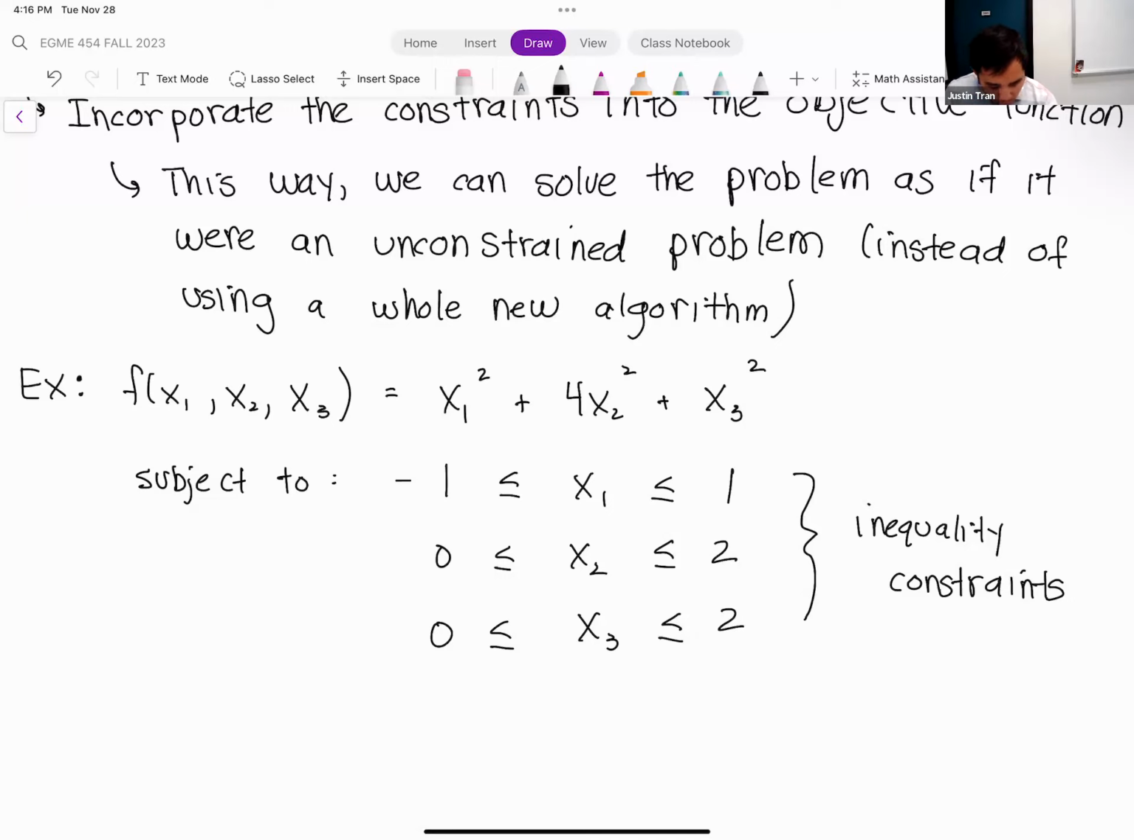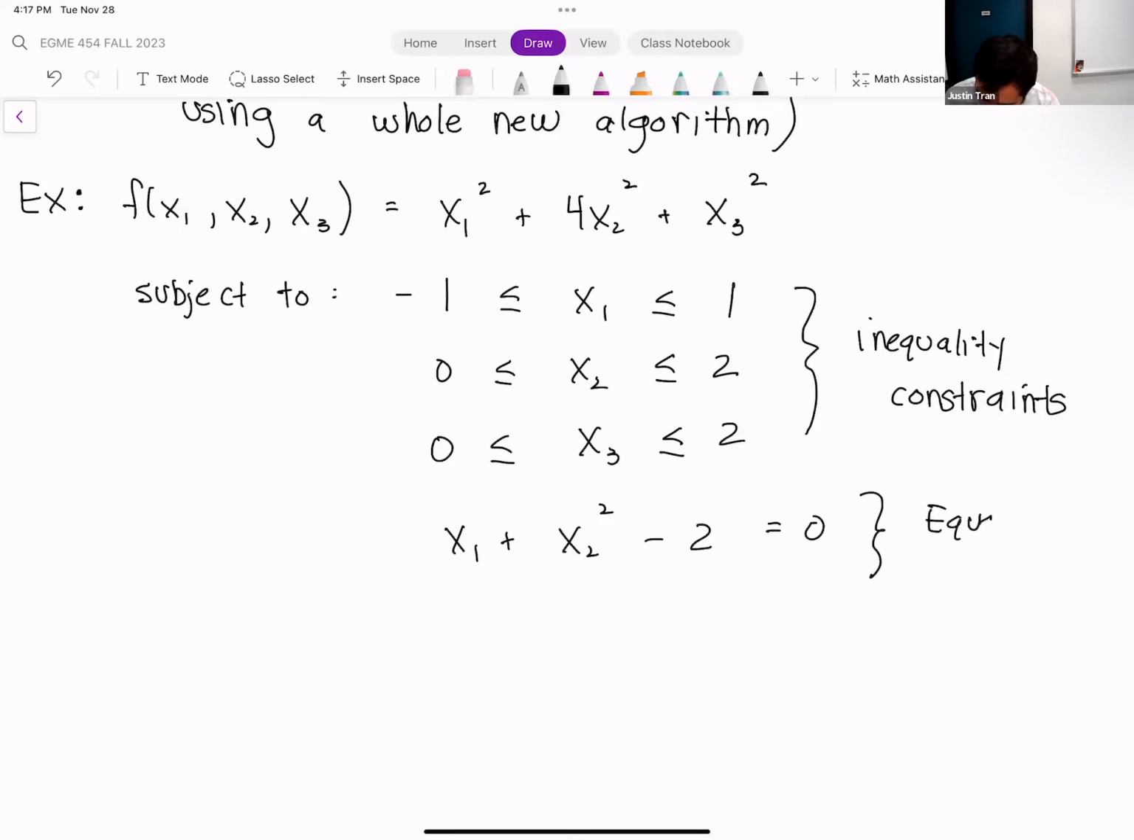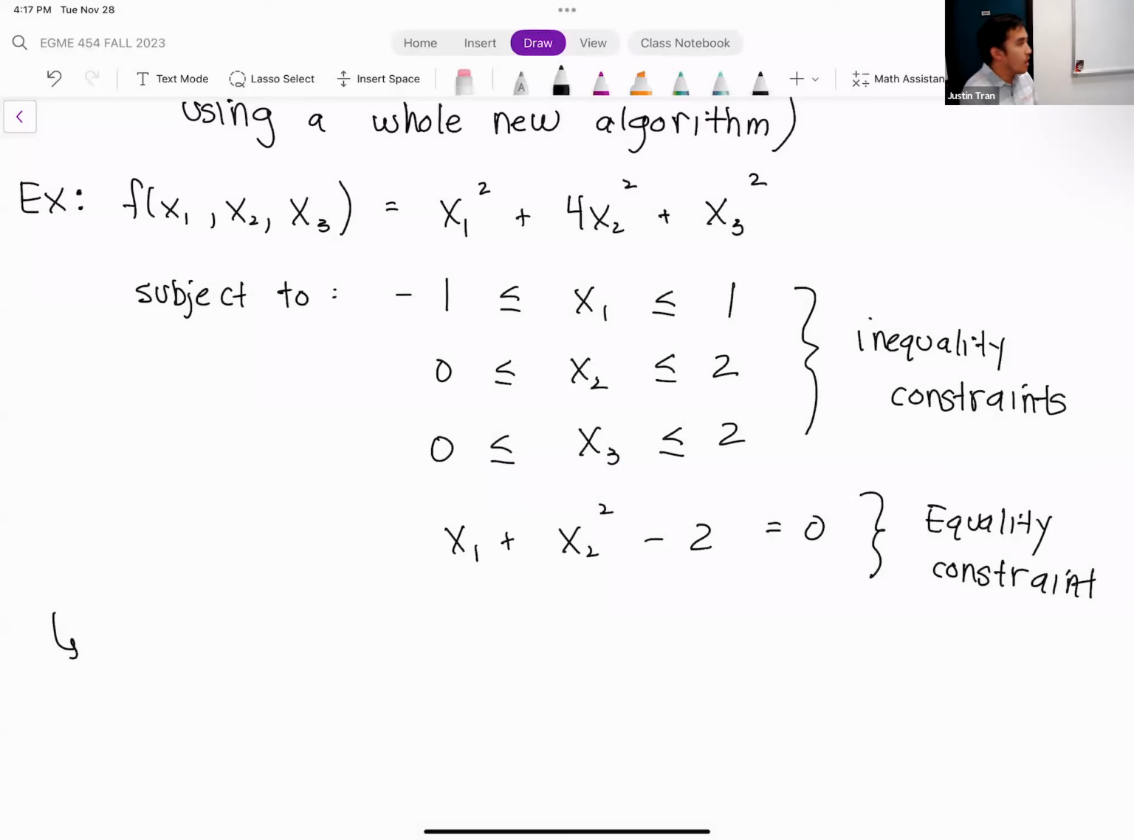We also have one equality constraint here. The equality constraint is x1 plus x2 squared minus 2, and this has to equal 0. So this is our equality constraint. In these types of problems, what we want to do is solve for the optimal values for x1, x2, and x3 that satisfy these constraints.